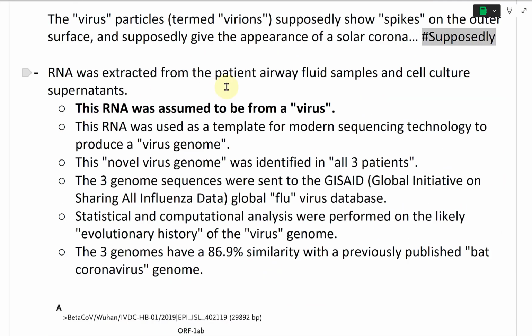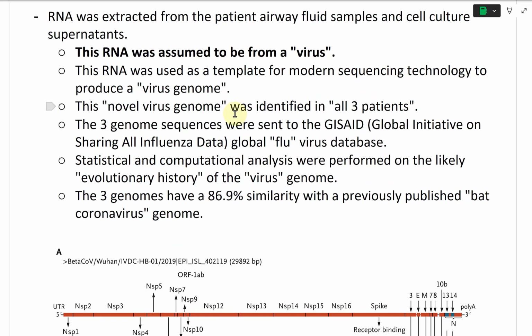Anyways, going further, so RNA was extracted from the patient airway fluid samples and cell culture supernatants. Yeah, so from both of them, from the patient airway fluid samples and the cell culture supernatants, this RNA was assumed to be, quote, from a virus. This RNA was used as a template for modern sequencing technology to produce a, quote, virus genome. This novel virus genome was identified in, quote, all 3 patients, and the 3 genome sequences were sent to the GISAID, or the Global Initiative on Sharing All Influenza Data, the global quote, flu virus database. Statistical and computational analysis were performed on a likely evolutionary history of the quote, virus genome.